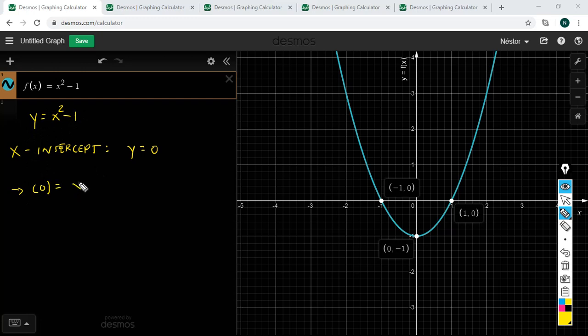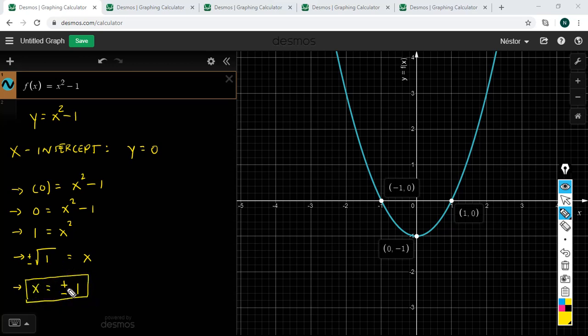0 equals x squared minus 1, then 1 equals x squared, simple algebra, okay? Then we take the square roots on both sides. Remember to apply the plus and minus. And so we have that x equals plus and minus 1 because the square root of 1 is 1. And don't forget the plus and the minus. When you take the square root of a number, always remember to place both answers, the plus and the minus. So we get the two answers that we expected already.